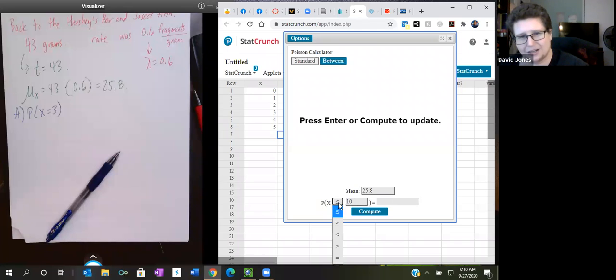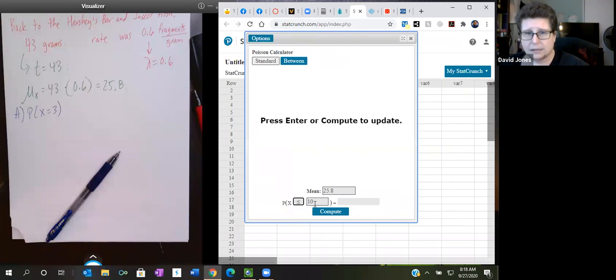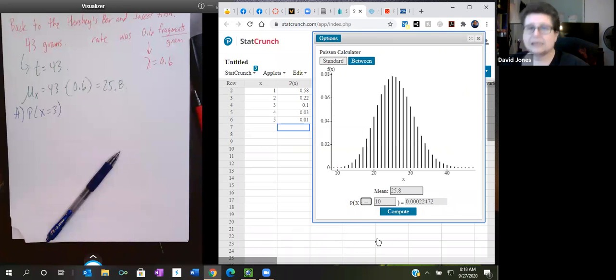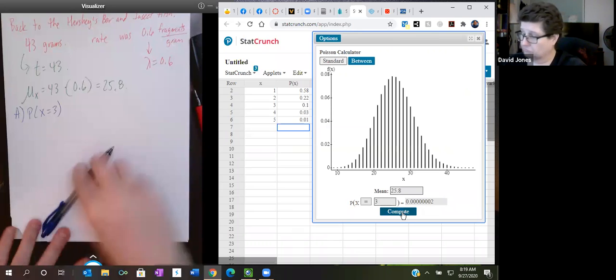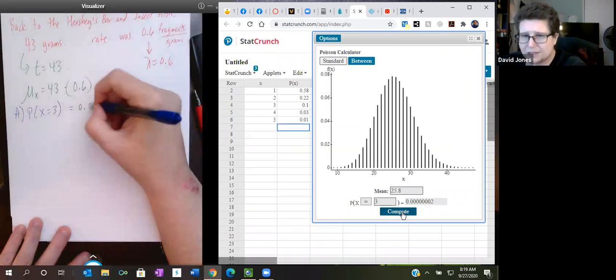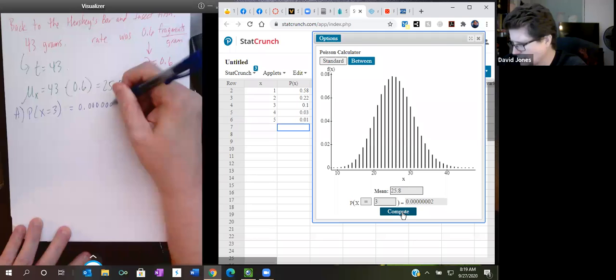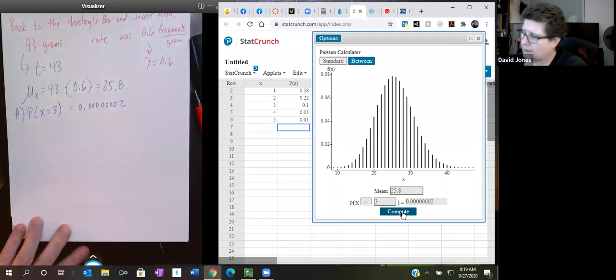So the likelihood of having exactly 3, my stupid bar is in the way. There we go. Is really low. 0.000, I think there's 7 zeros there, 2. Low.